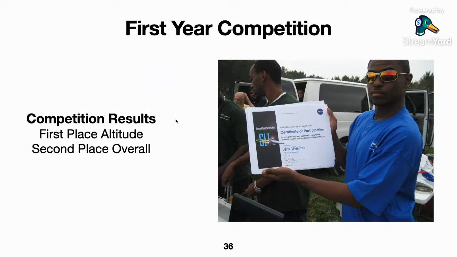So in the first year competition, he's holding a certificate of participation. We had first place in altitude. We achieved 5,000 feet with the least deviation from that value. And we got a second place overall. And that was very good for the first year. That was the best we ever did. There were more competitors later on. At this point, I think there were only 12 or 15 competitors.